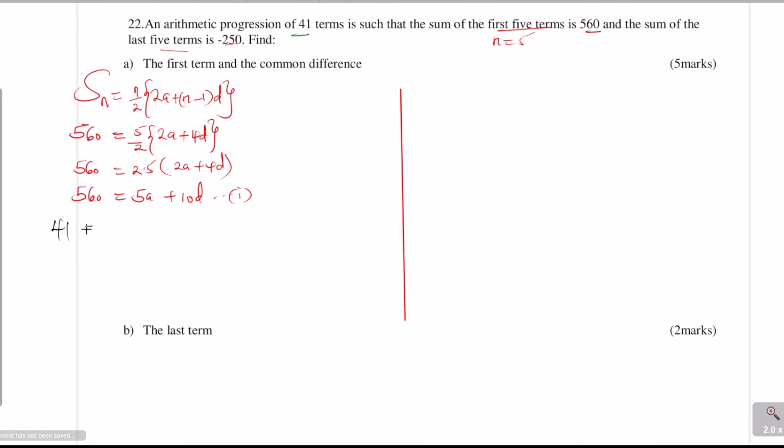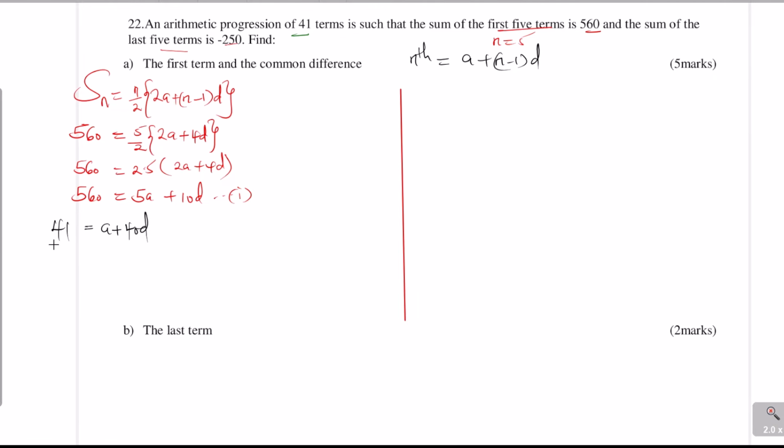And how do we get the 41st term? It is given by a plus 40d. Remember the nth term of an arithmetic progression is given by a plus n minus 1 d. So if you want to get the 41st term, you simply substitute n with 41. That is why you are getting a plus 40d.